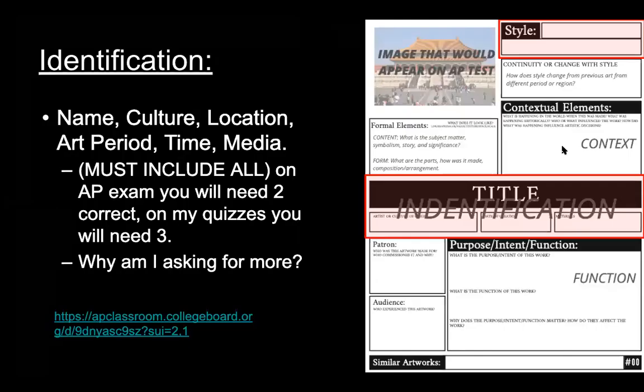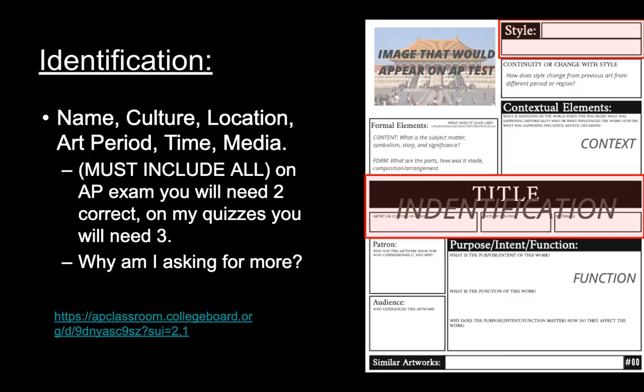So identification is going to be these areas that I've highlighted in red, right? They're going to be things like the name of the artwork, the culture in which it comes from, where it's from, the art period, the time it was made, and what it's made out of, the media, okay? AP makes you, in order to identify something, it wants you to have at least 2 bits of information memorized, okay? So this is typically when you have an essay in AP, they'll make you identify an artwork as an example. You would need to know 2 bits of information to memorize. I want you to memorize at least 3.